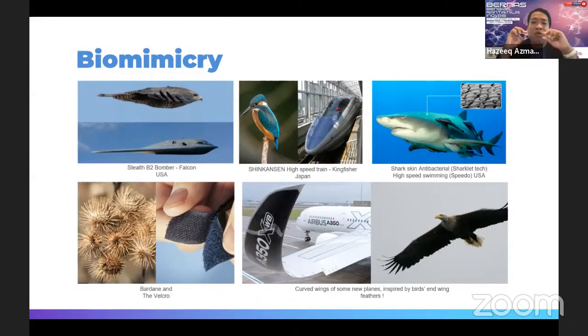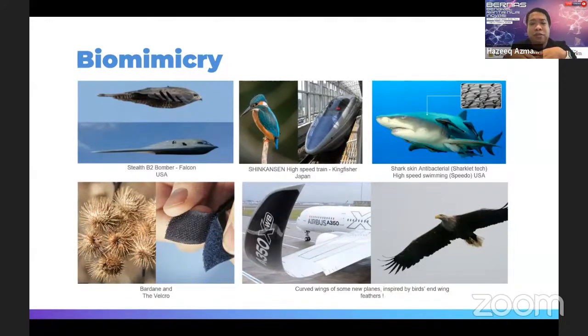So the front part of the train looks like the beak of a kingfisher. That's how they came up with the design. And then picture number three is a shark. If you look at shark skin at a microscopic level, it is actually not as smooth as we thought. This design helped the fish move very fast, so they tried to apply it to swimsuits so that swimmers can swim faster.